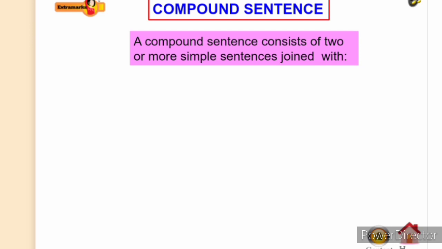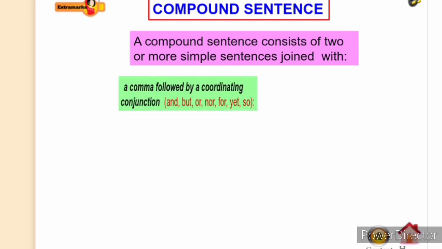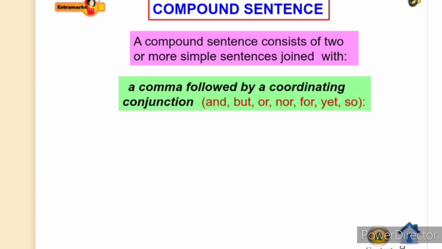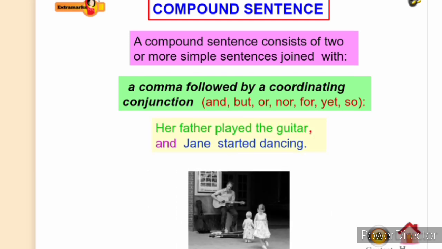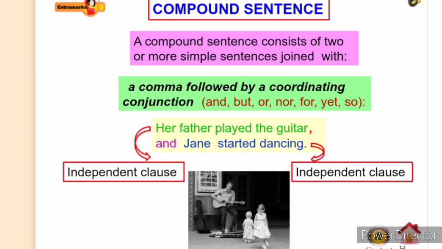Let us now move on to compound sentences. A compound sentence consists of two or more simple sentences joined with a comma followed by a coordinating conjunction: and, but, or, nor, for, yet, so. Example: her father played the guitar and Jane started dancing. In this sentence, her father played the guitar and Jane started dancing are independent clauses, whereas and is a conjunction.